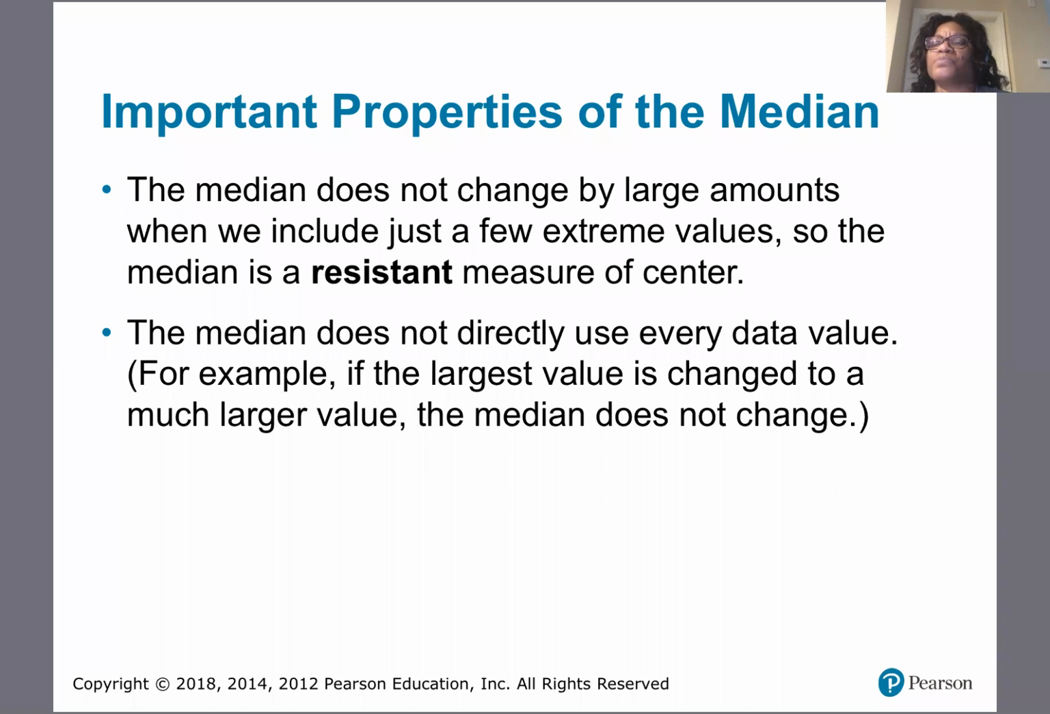All right, so there are some important properties about the median as well. The median does not change by large amounts when I include outliers, so we consider the median to be a resistant measure of center. The great thing about the median is that it doesn't use every data value in the data set. So if I add in a larger value, it doesn't really change the median. If I add in a smaller value, it really doesn't change it, okay?